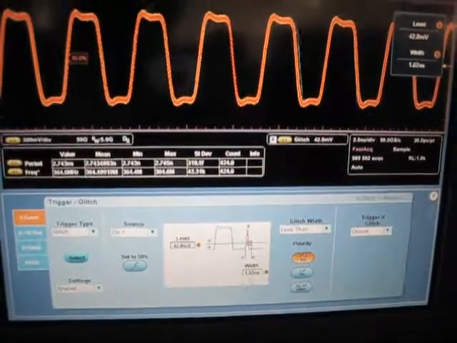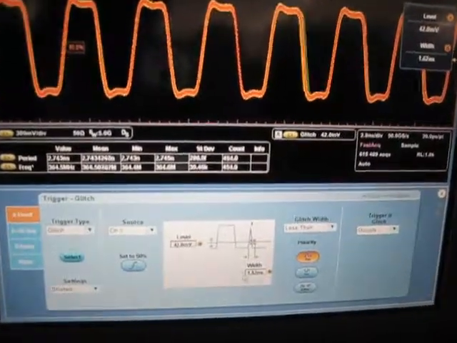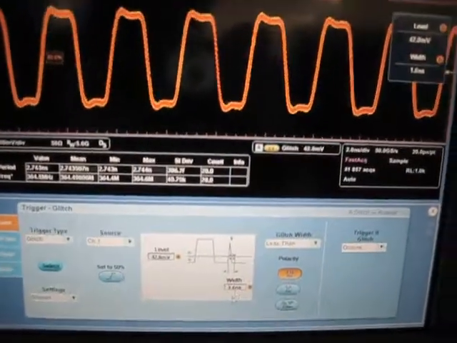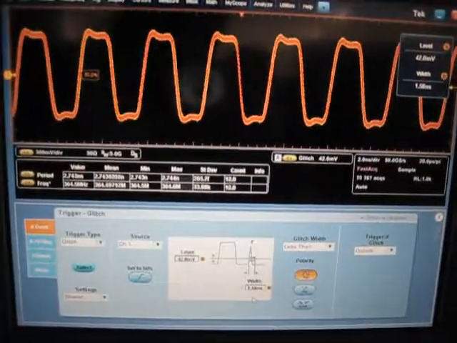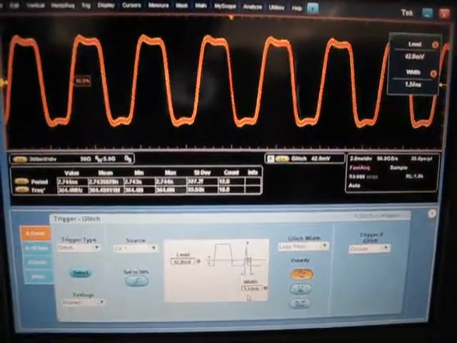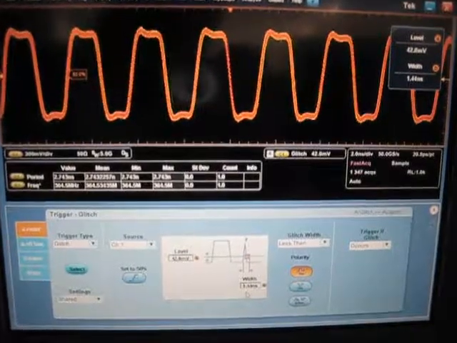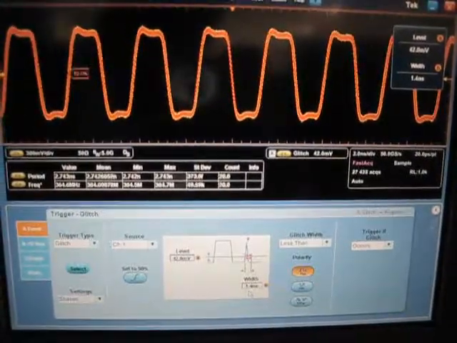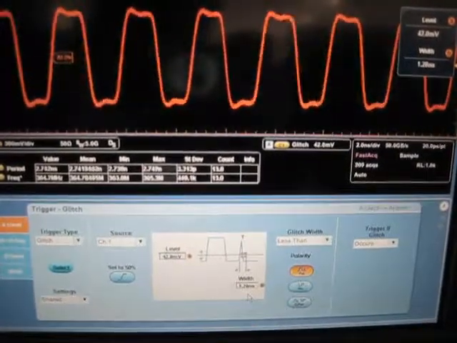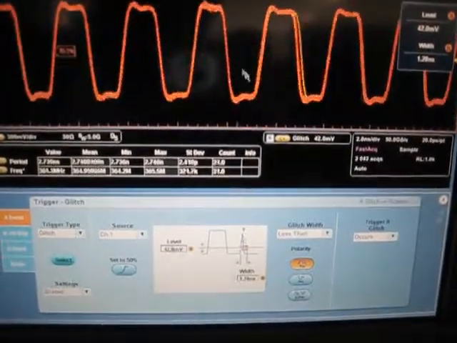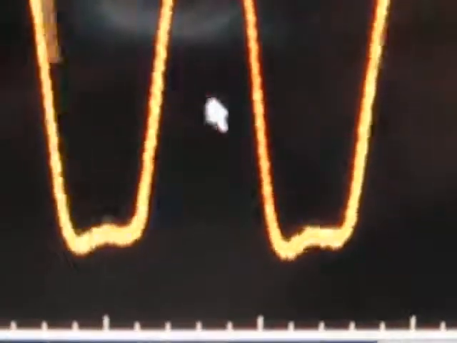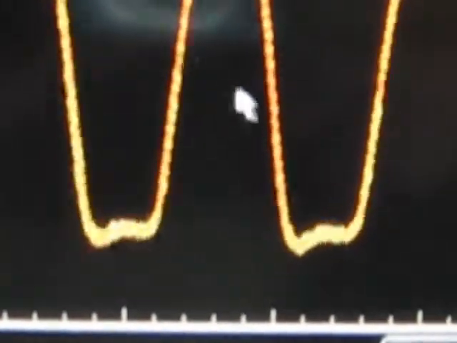That means for any signal, if the pulse width is less than this certain range, we will trigger. We only trigger on the positive pulse width. Let's decrease this pulse width a little bit. Right now I'm using 1.4 nanoseconds. If I continue to decrease this value, finally you will see that on the normal DDR signal, there's some intermittent short positive pulse.